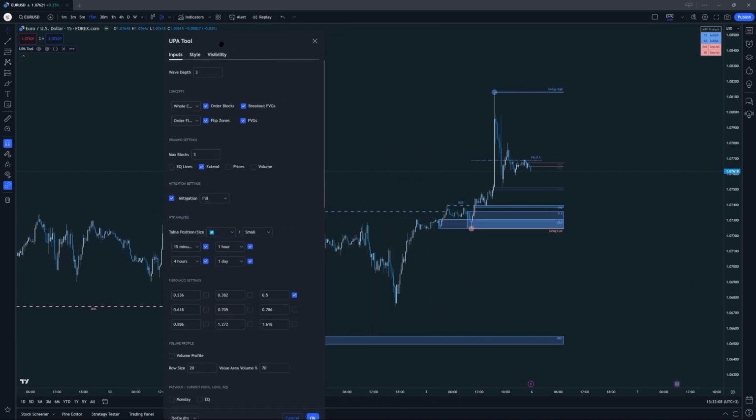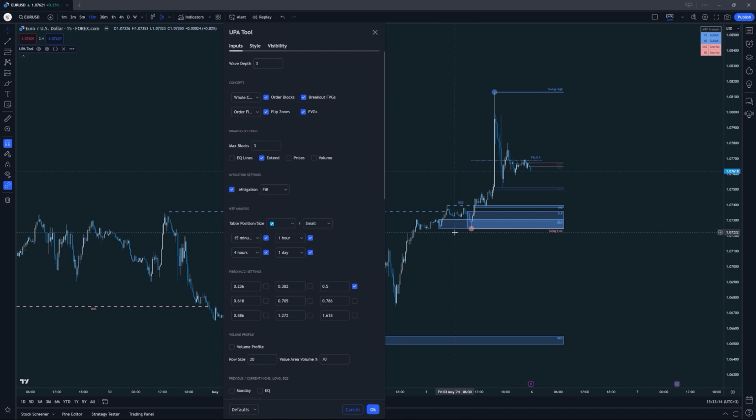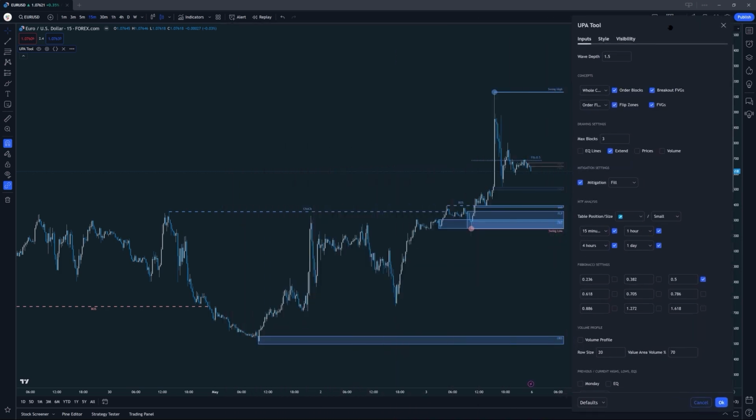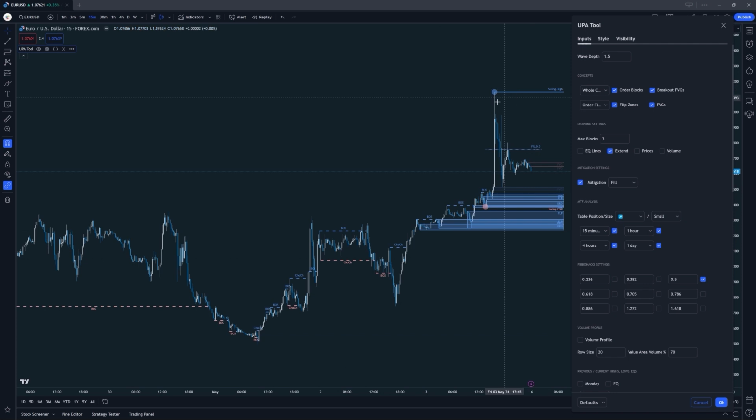When we switch to our settings, wave depth is the depth level required for the market structure to form. The smaller this value, the more structures are formed. As it grows, fewer structures are formed. Let's observe now. When we set it to 1.5, you will see the change in the chart. Yes, when we bring it to 1.5, we see that it follows the market structure more precisely. I recommend using level 3 as standard.